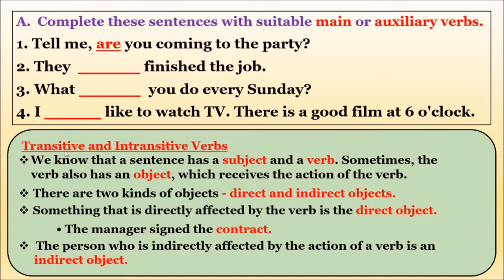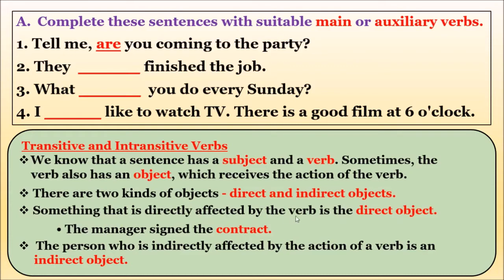Now, coming to the next, transitive and intransitive verbs. The other sort of verbs. What are the other sort of verbs? Transitive and intransitive verbs. We know that a sentence has a subject and a verb. Every sentence will have a subject and a verb. Sometimes the verb also has an object which receives the action of the verb. There are 2 kinds of objects, direct and indirect objects. Something that is directly affected by the verb is the direct object.